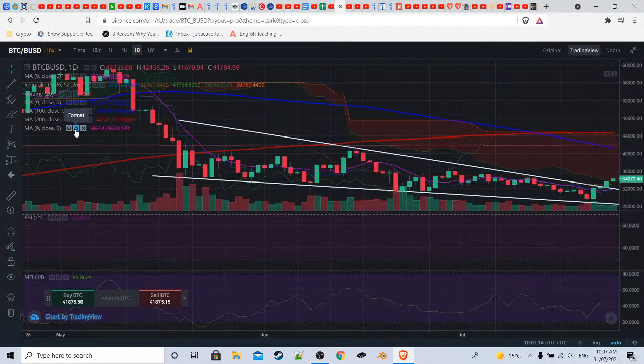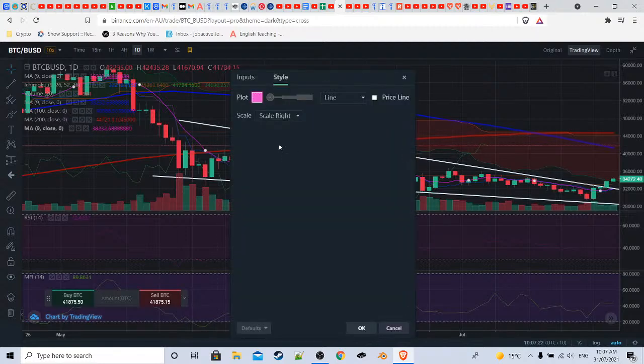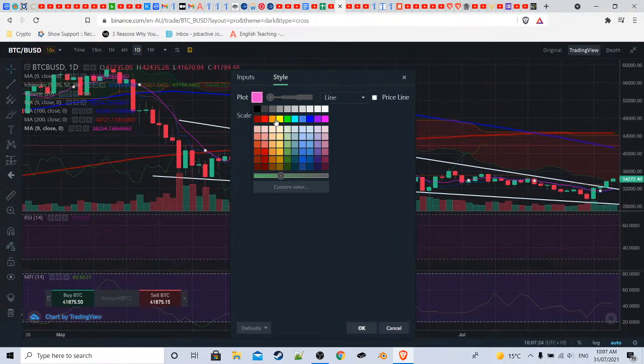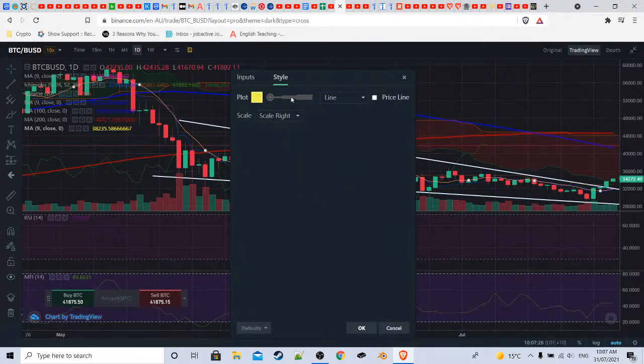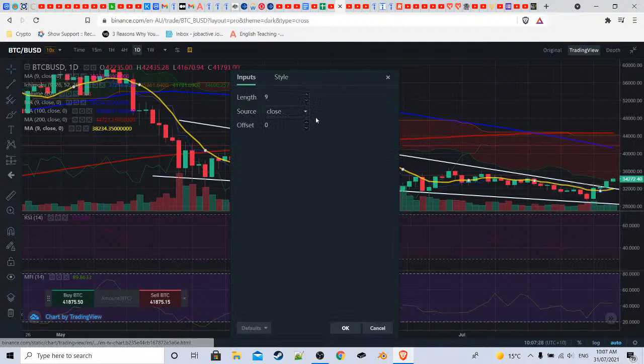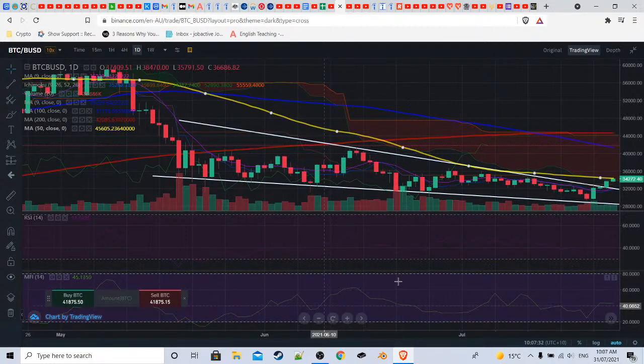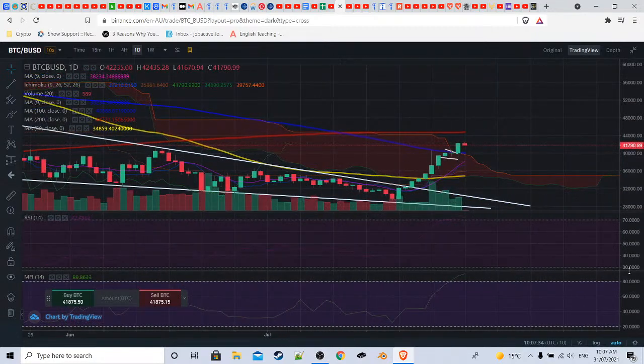Because the golden cross is when the 50 goes upwards through the 200, and the death cross is when it goes down through it. So I'll just get the yellow color, that's fine. Make it 50. Okay, that will do.